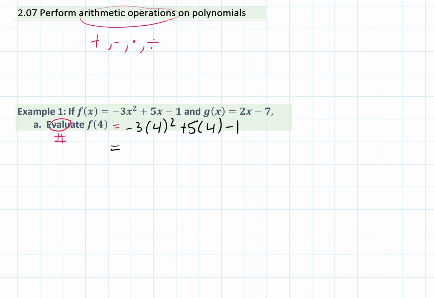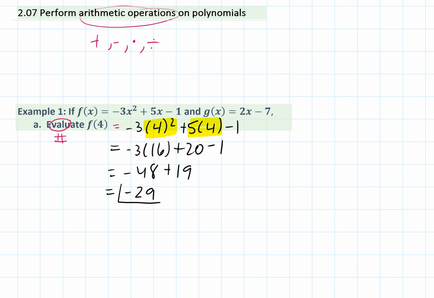PEMDAS, the order of operations, tells us we have to deal with the exponents before anything else. In this next term, we can go ahead and multiply. So we have negative 3 times 16 plus 20 minus 1, which is negative 48 plus 19, which gives us negative 29. True to the directions, our answer is just a value or a number.